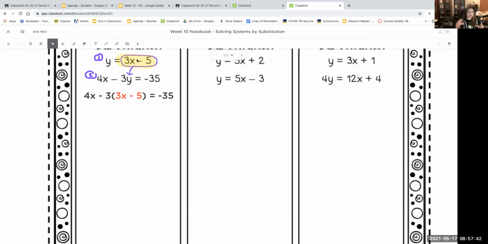So again, we're kind of like smushing one equation into the other equation to make one big equation. All right. But in order to be able to do that, you have to have it say y equals or x equals first.